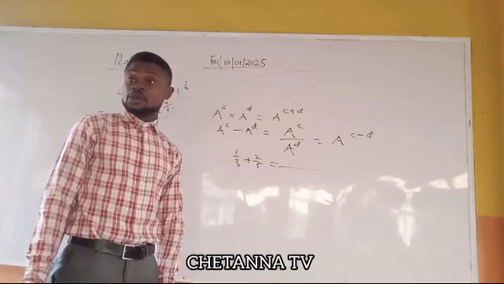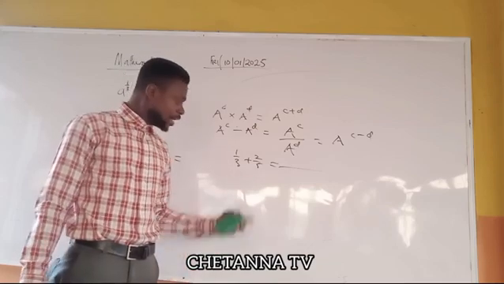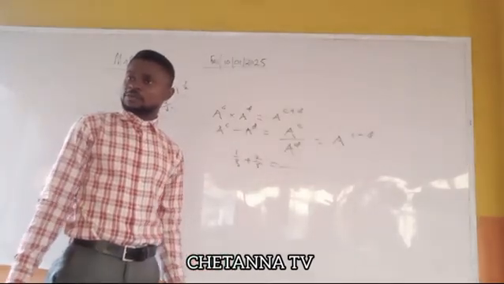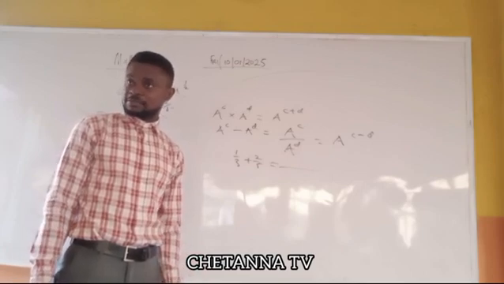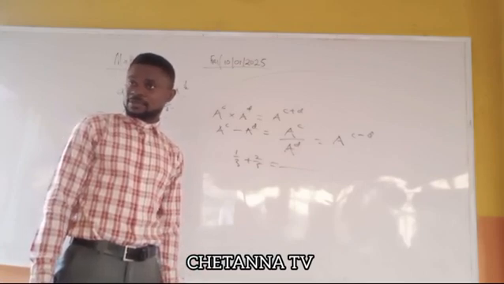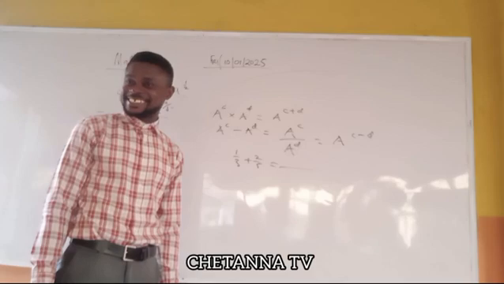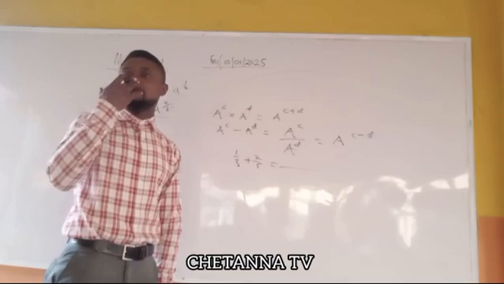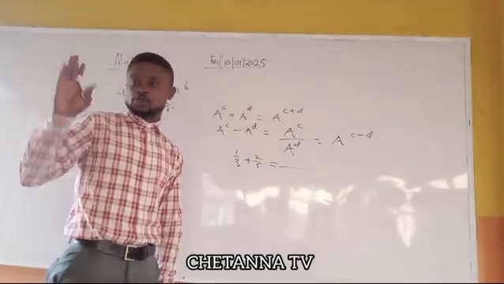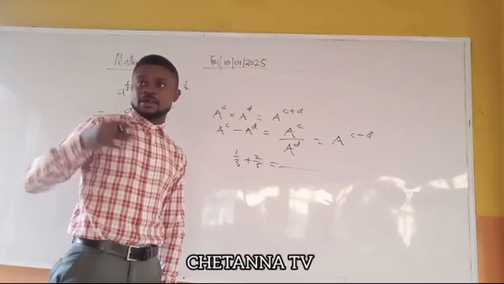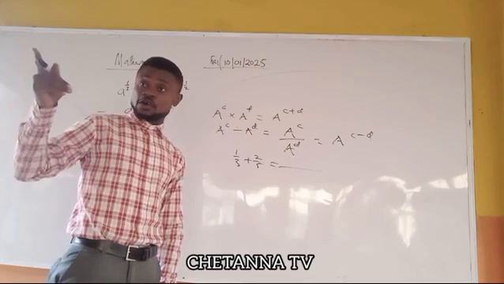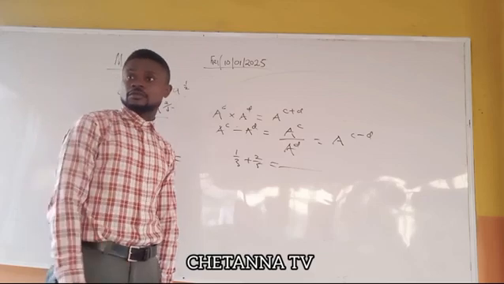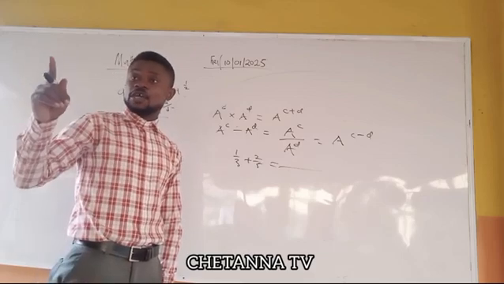Okay, you don't know how to solve LCM. LCM means lowest common multiple. And what is a multiple of a number? Okay, no problem. Let me use 2 and 4. 4 is a multiple of 2, and 2 is a factor of 4. 4 is a multiple of 2.